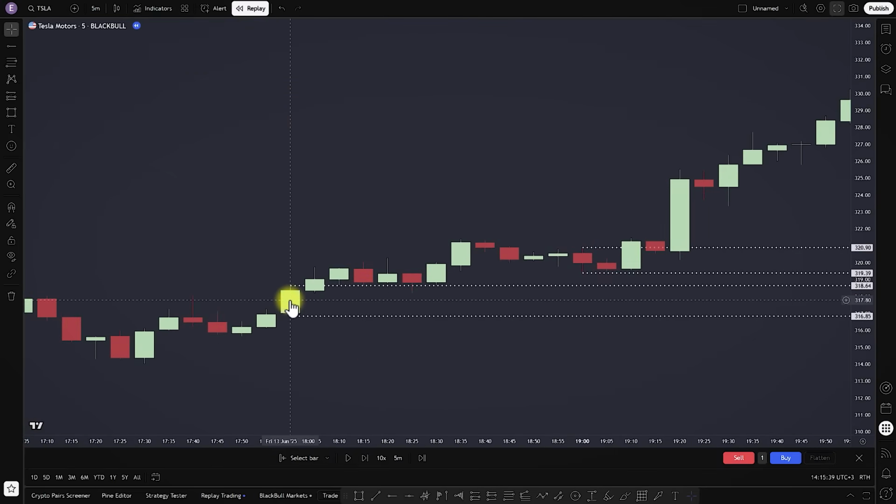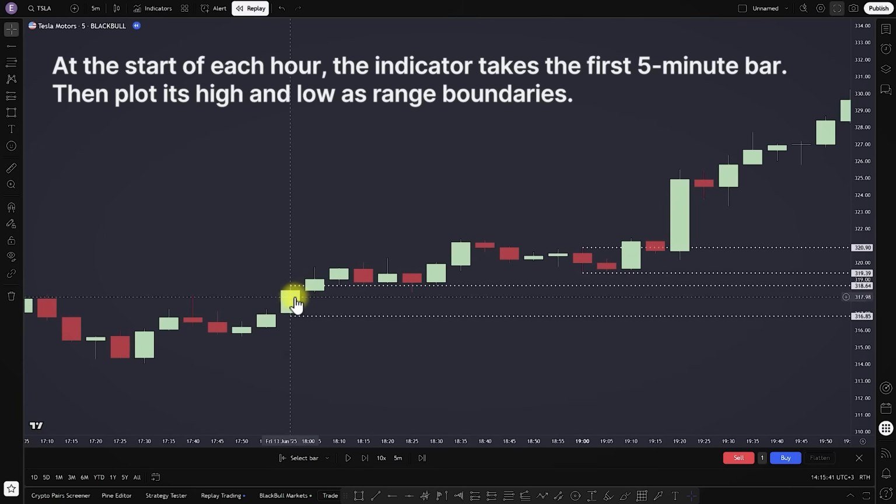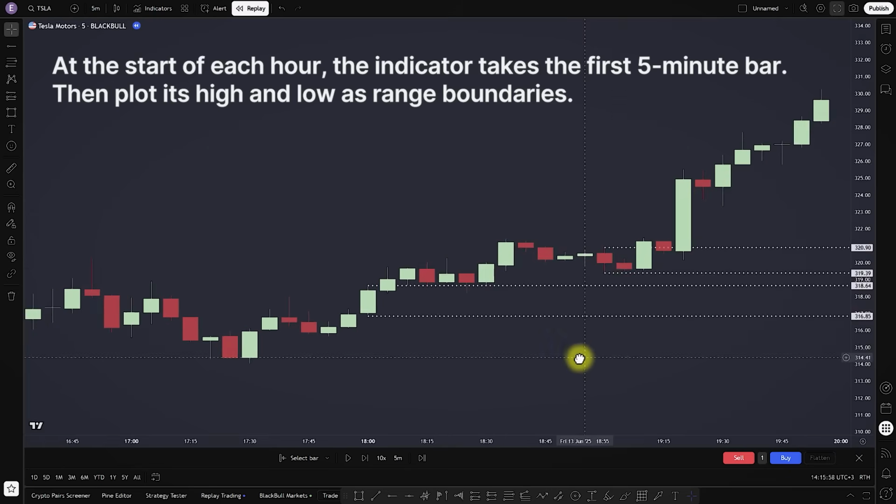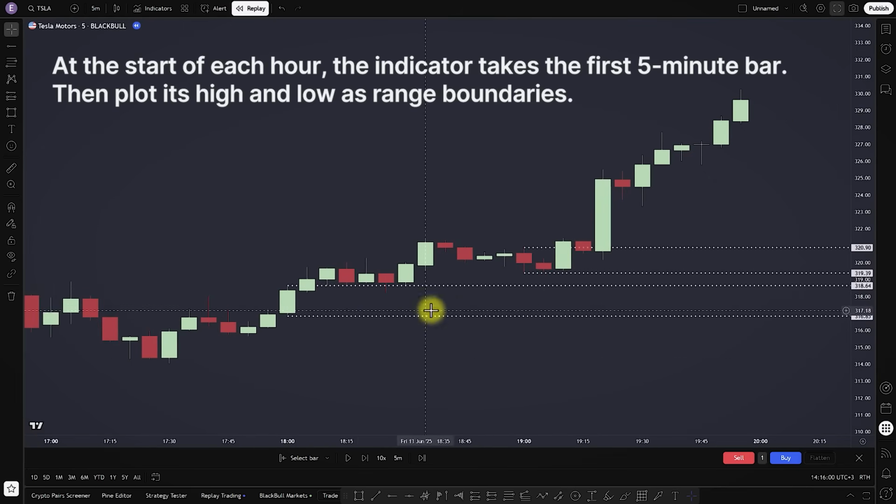At the start of each hour, you take the first 5-minute bar, plot its high and low as your range boundaries, then watch for price to close outside that box before the hour ends. Perfect for day trading. Every 60 minutes, the market establishes a new micro range. A break above could mean potential continuation in the right conditions.